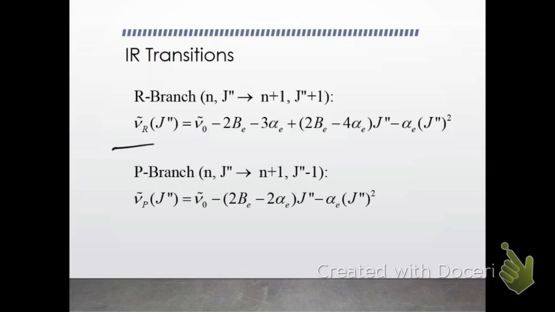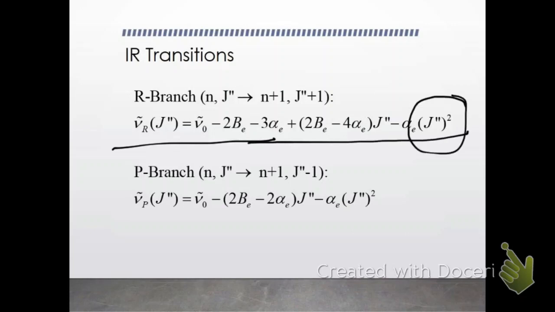So that's our R branch data. And so we can see that it's a quadratic function of the rotational quantum number J double prime. So we can take our IR spectra and we can assign the peaks to the different J double prime quantum numbers, and from those quantum numbers we can do a quadratic fit to determine all of the parameters in this equation. We can look at the P branch in the same way.